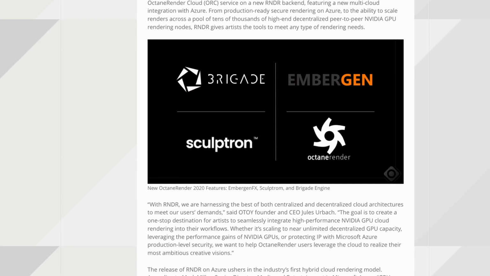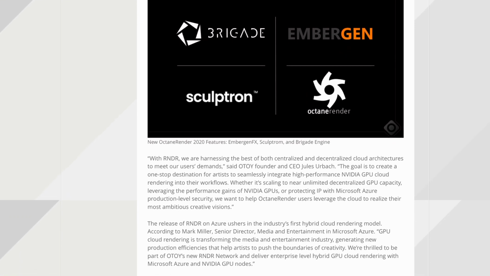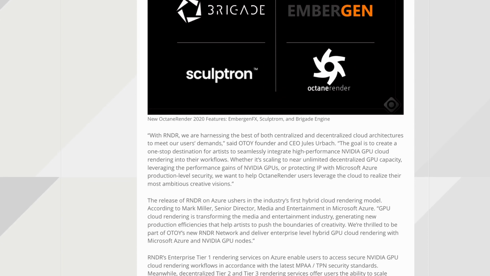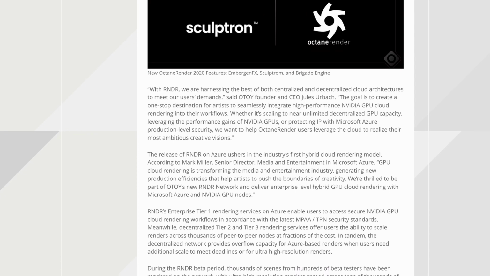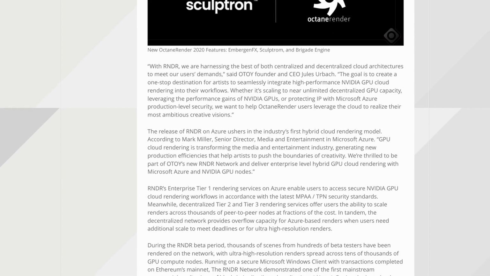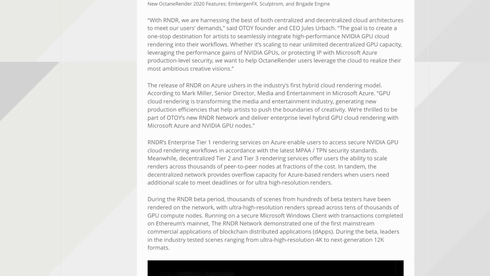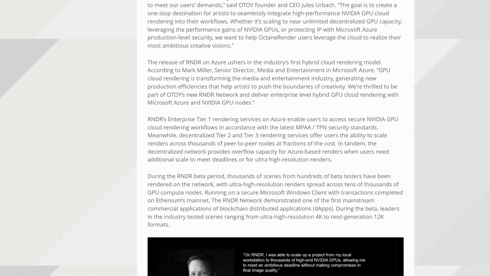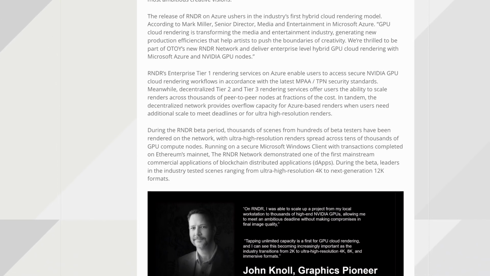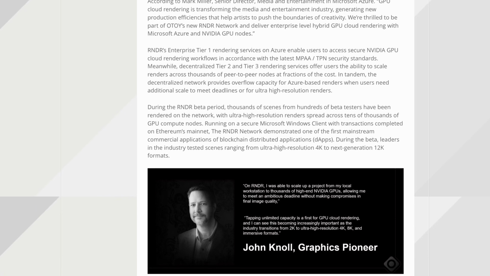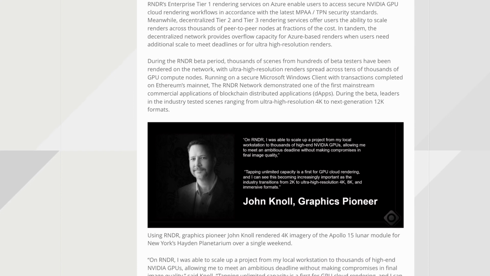Tier 2 and 3 were focused on end users, giving the ability to scale rendering to thousands of GPUs in peer-to-peer nodes for a fraction of the cost. At the same time, the surplus in decentralized network capacity could be used in conjunction with Azure-based renderers. With all the tests carried out by users, Render Network demonstrated a spectacular use case for dApps, with which the blockchain world in general benefited, giving credibility to its future.